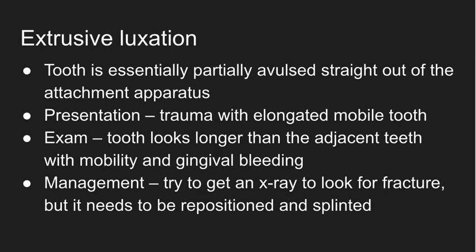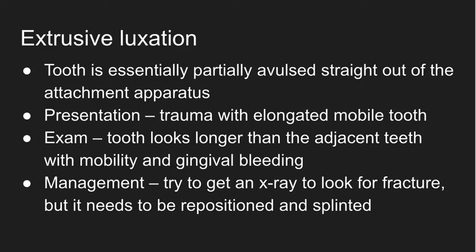Extrusive luxation. So this is when a tooth is essentially partially avulsed straight out of the attachment apparatus. It's going to present after trauma, and their tooth is going to look elongated with some mobility and gingival bleeding. To manage this, try to get an x-ray to look for a fracture, because if they have a root fracture, it can look just like this with the tooth kind of hanging out after the root is cracked. But essentially, this is going to need to be repositioned and splinted.